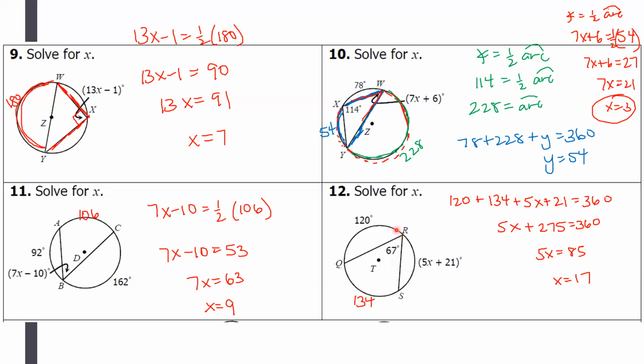So then I can say all three of these arcs added up get me 360. So that's what I did. I added the three arcs together and got the 360. Combine like terms: 120, 134, and 21. That's where the 275 came from. Subtract 275 from both sides, and then divide both sides by 5. So you should get x equals 17.